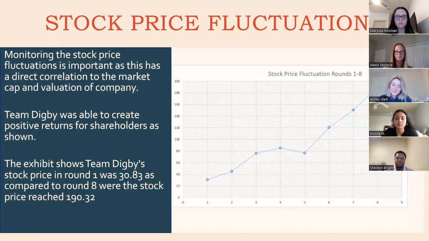In this slide, I will be discussing the stock price fluctuation. As you can see in the exhibit, we started with a stock price of $30.83, and we ended in round eight with a stock price of $190.32. The stock price has a key correlation with the economic decisions that Team Digby was able to make throughout all 8 rounds. In round five, we did have a slight plateau, but we were able to rebound and see continued increased value in our stock price.